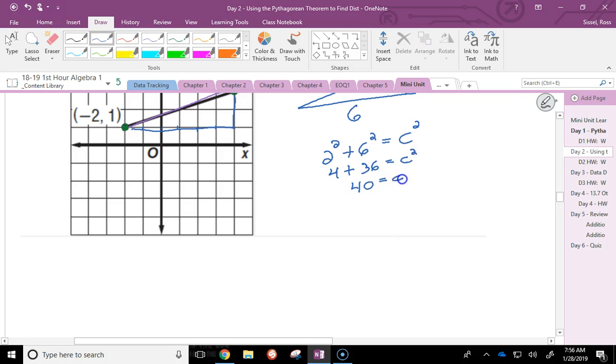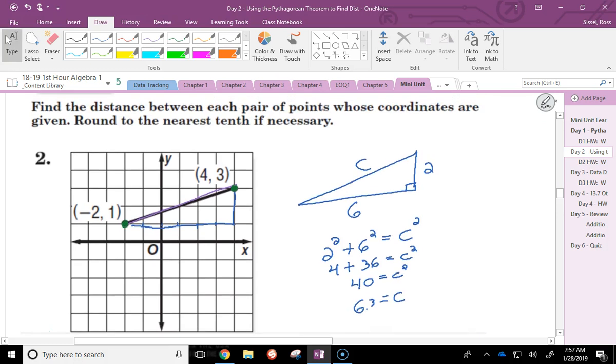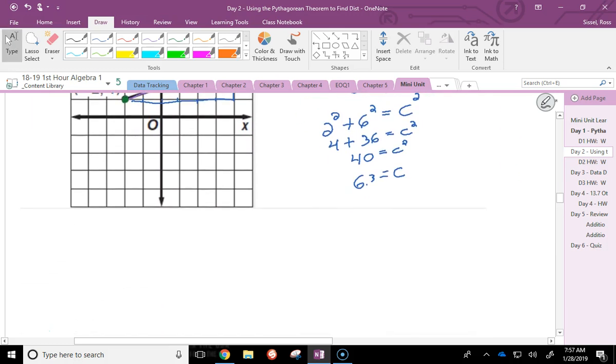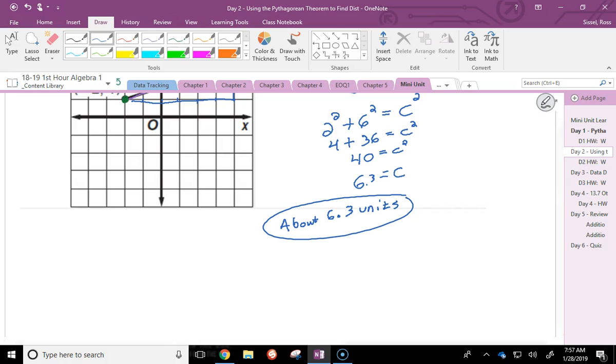40 equals c squared. So I square root each side and get 6.3. So we would say that our answer, the distance between the points, is about, or wait, did it come out exactly, Maddie? No. Okay. So about 6.3. Make sure you put your label.